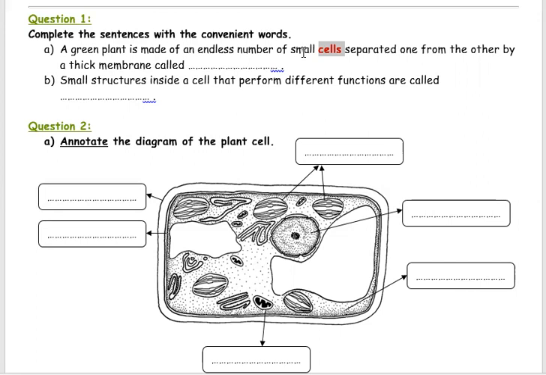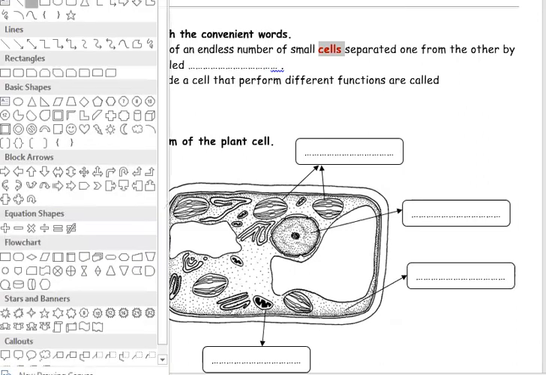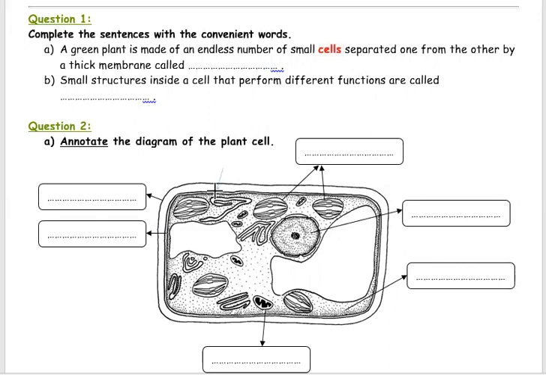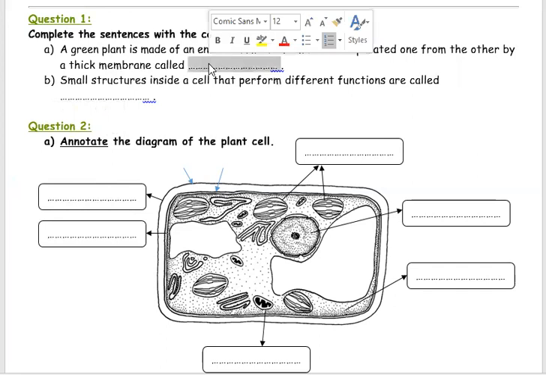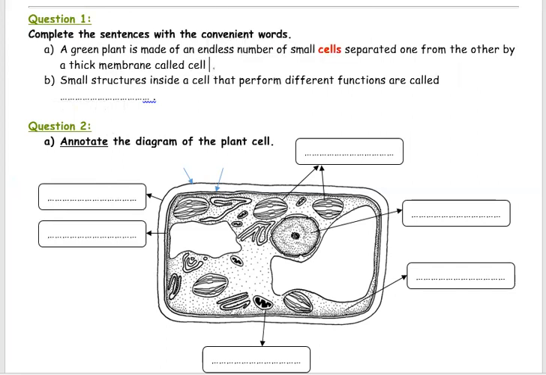Always remember that plant cells have two outlines. They have two membranes. The first one, I'm talking about this one right here, is called the cell membrane, and the second one, which is the outer layer, is called the cell wall. And here is where a plant cell meets another plant cell. So the plant cells are separated by a thick membrane called a cell wall.